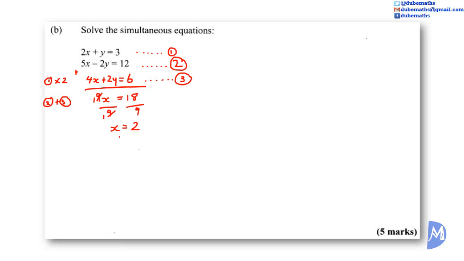So we substitute x is equal to 2 in any equation to find out the value of y. We're substituting x is equal to 2 in 1. We get 2 times x, x is 2, so we replace it with 2, plus y is equal to 3. 4 plus y is equal to 3.